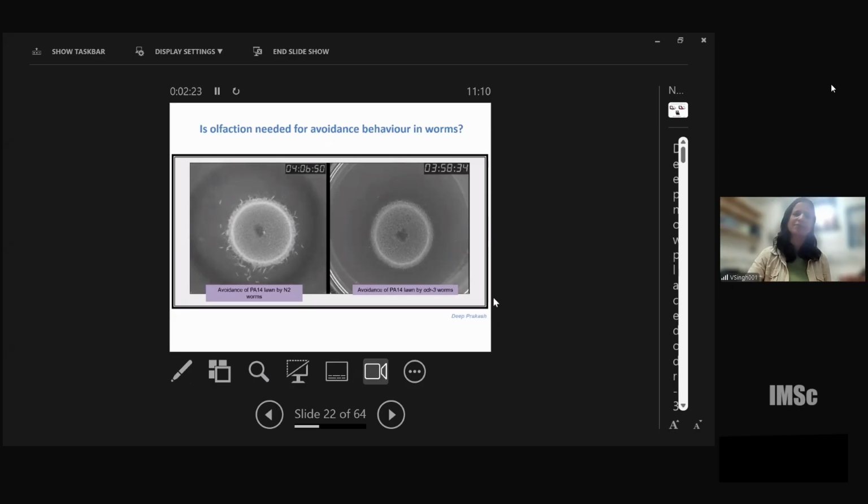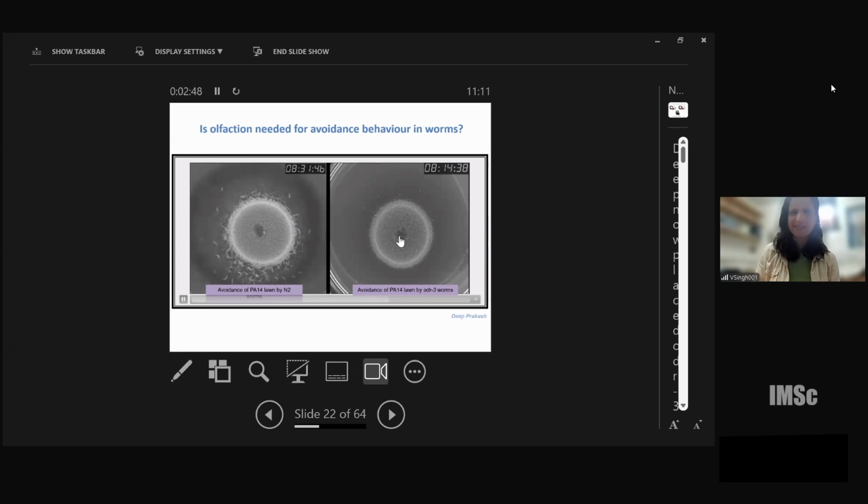How much time do they spend with the bacteria and how much time do they spend off the bacteria? And on the right is a mutant of C. elegans, which cannot smell. So this is an olfaction deficient mutant called ODR3. And what you will be able to appreciate is that those worms remain on the lawn. They can't walk away, and they can't walk away because they can't smell.